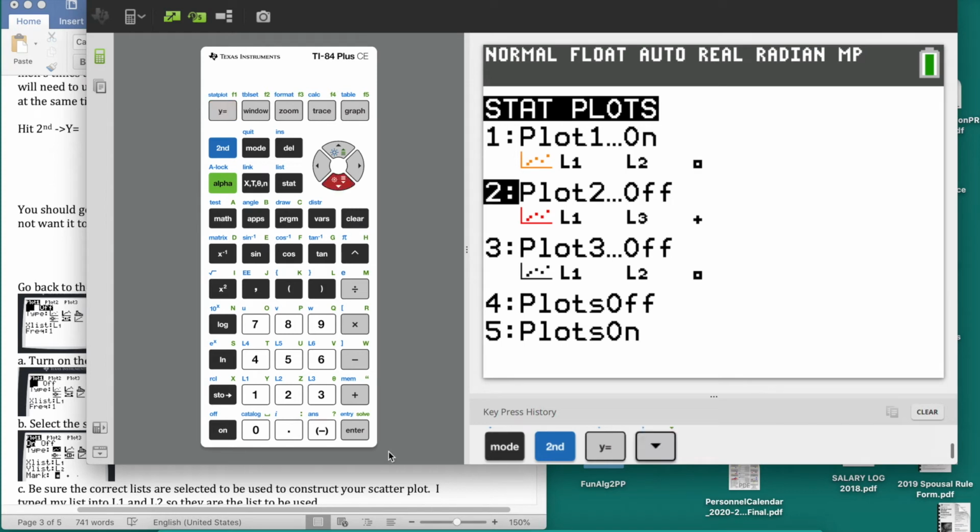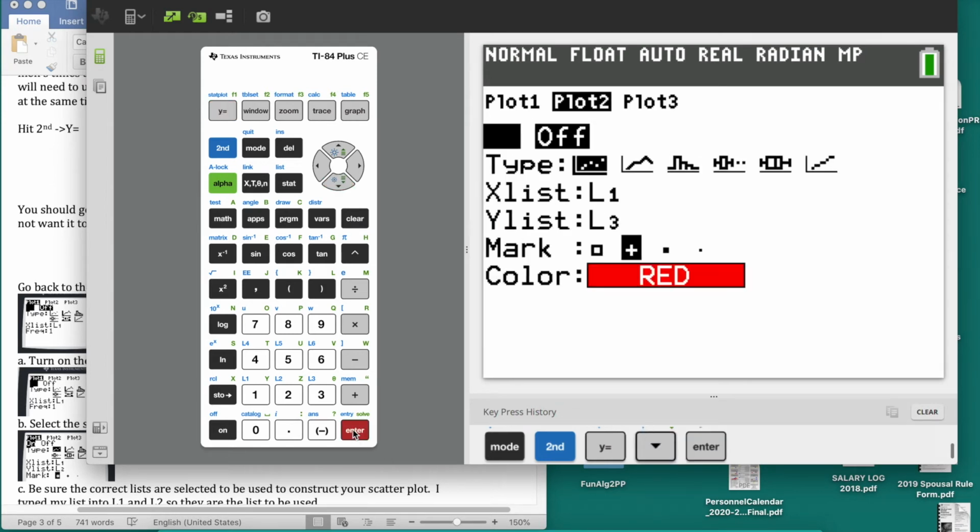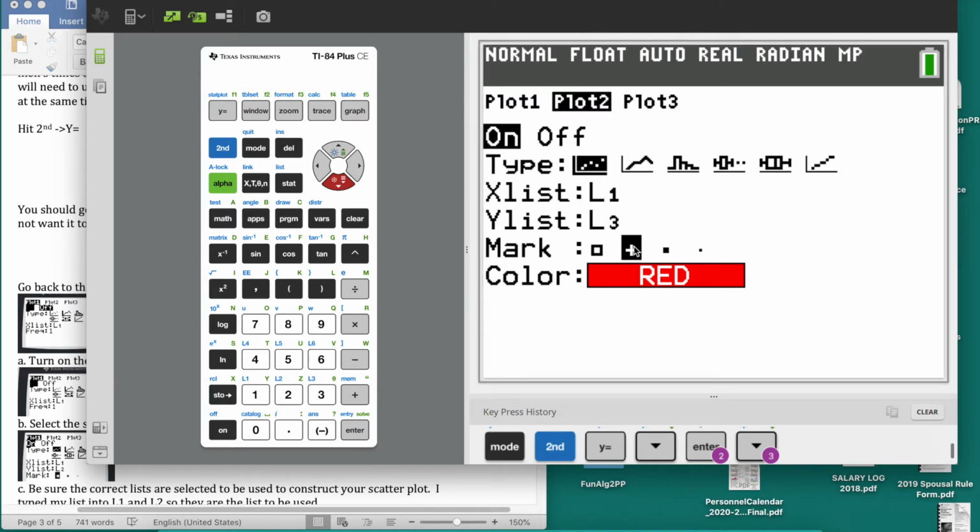I'm now going to go to my plot 2, hit enter, turn on the scatter plot. Scatter plot is highlighted. L1 is my years. L3 is the female. You might want to pick a different mark for this one. I picked a plus sign. Mine's also going to be red. If you have one of the older calculators that doesn't have color, make sure you're picking a different symbol so you can tell the difference between the men's and the women's.